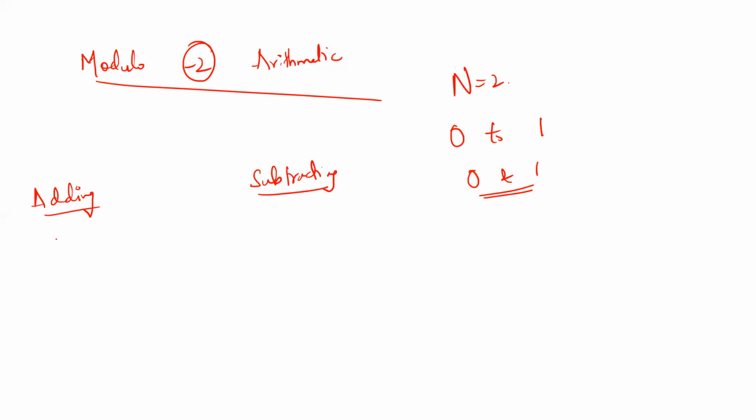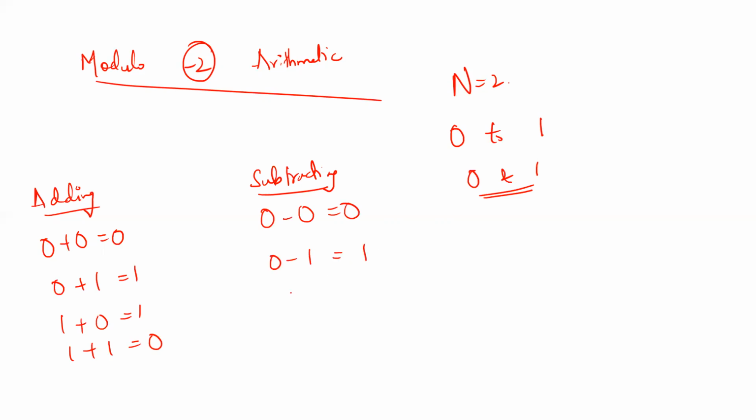So, exclusive OR. Adding: 0 plus 0 is equal to 0. 0 plus 1 is 1. 1 plus 0 is also 1. 1 plus 1 is 0. Now the next is subtracting. 0 minus 0 is 0. 0 minus 1 is 1. 1 minus 0 is 1. And 1 minus 1 is equal to 0. So here basically we are using XOR operations, or exclusive OR, for both addition and subtraction.